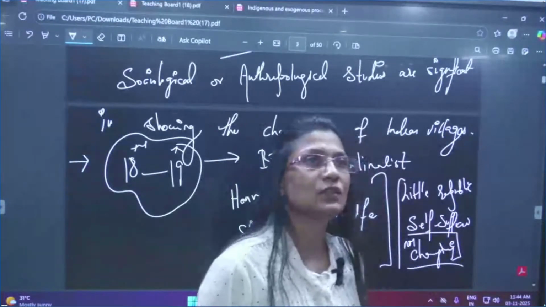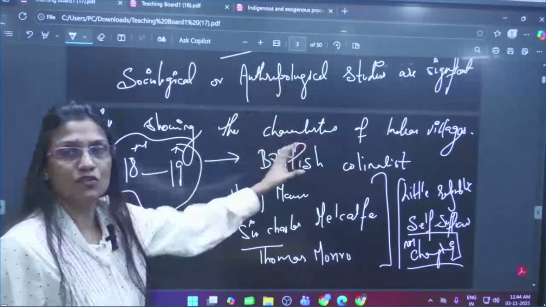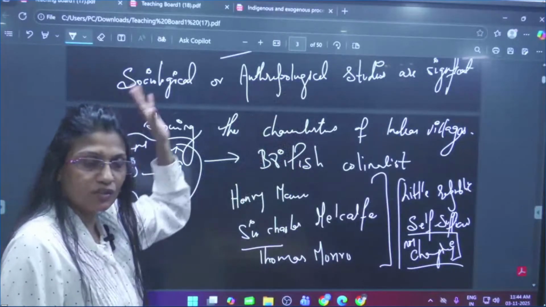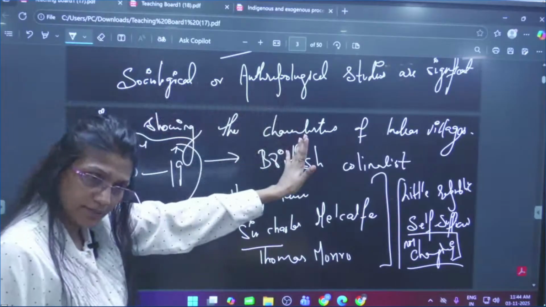Written? This one? Now, this was our literature. This was the book view presented to us by Britishers. Okay?